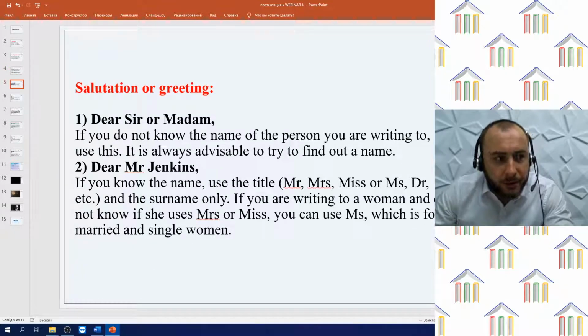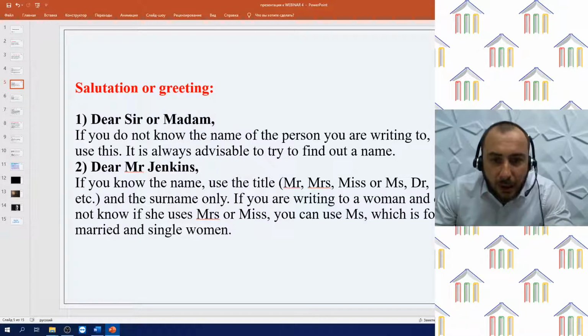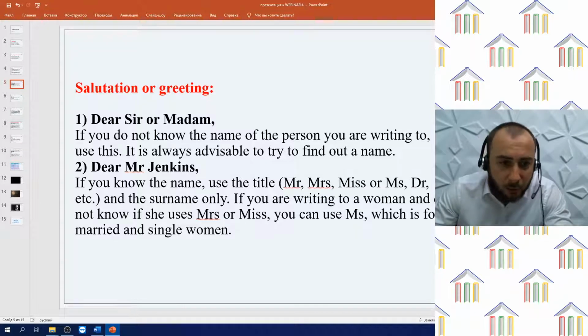Salutation or greeting. Dear Sir or Madam, if you do not know the name of the person you are writing to, use this. It is always advisable to try to find out a name. Dear Mr. Jenkins, if you know the name, use the title Mr., Mrs., Miss, Doctor, etc., and the surname only. If you are writing to a woman and do not know if she uses Miss or Mrs., you can use Ms., which is for married and single women.